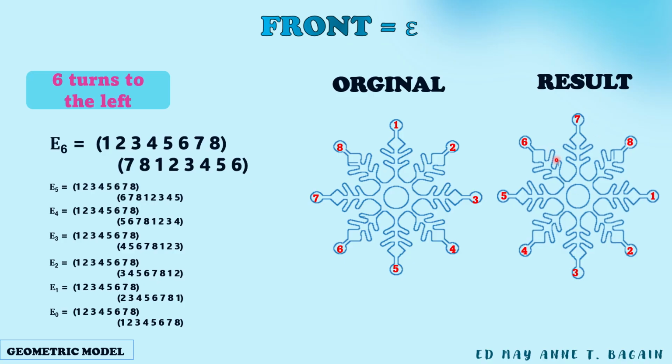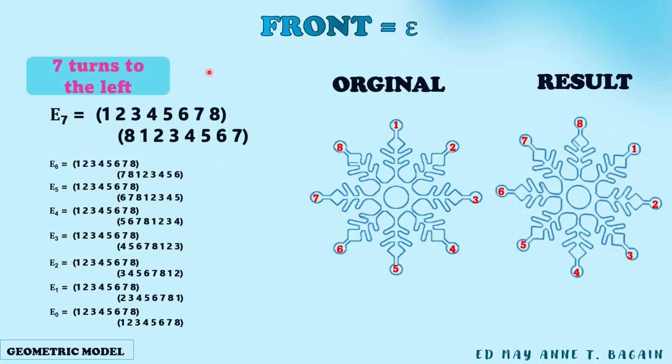We have the new 1 as 7, so 7, 8, 1, 2, 3, 4, 5, and 6. And for epsilon sub 7, we will be turning it 7 turns to the left. For example, we have here 1, 2, 3, 4, 5, 6, 7, and 8. That's why the new 1 would be 8, and then 1, 2, 3, 4, 5, and then 7. So those are the movements, or the permutation element, for epsilon sub 0 to epsilon sub 7.